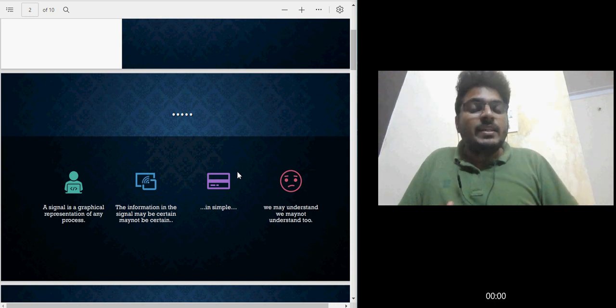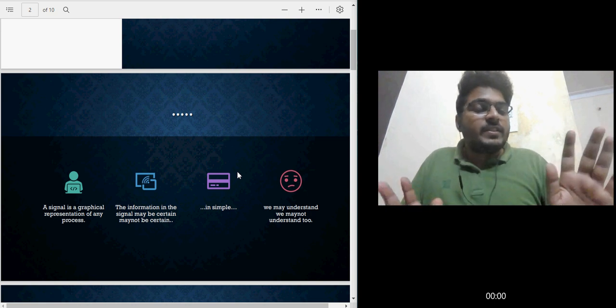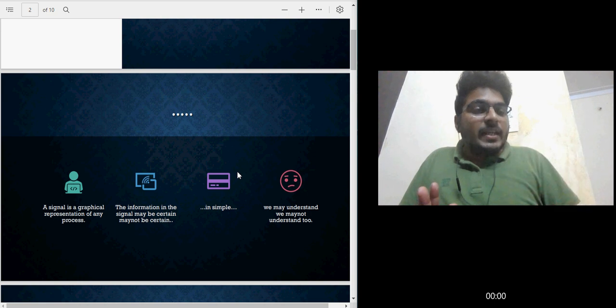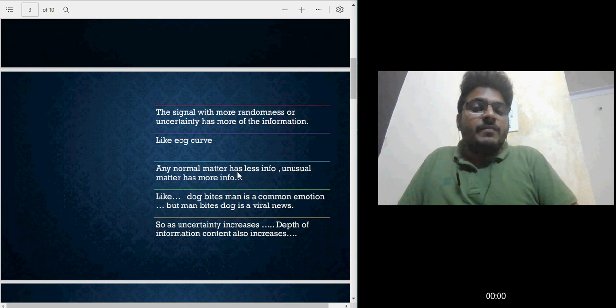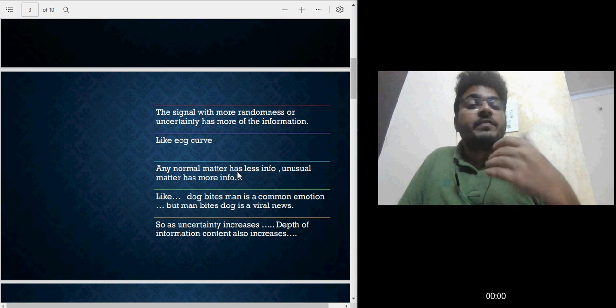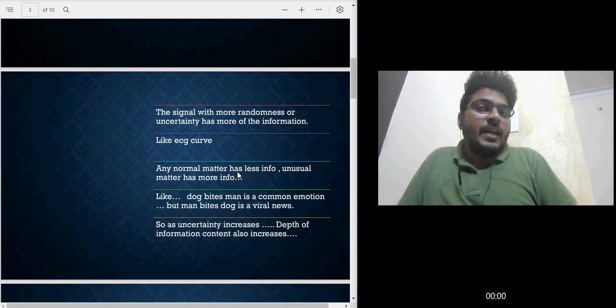But a signal has a process inside it. That process may be anything, having any number of physical variables inside it, telling something to somebody. So a signal with more randomness or uncertainty has more information. Now this is a point I have to stress, because as I told, a signal is actually a process, and a signal is something which you need to represent to somebody in a way that they can understand. Some people may understand it, may not understand it.